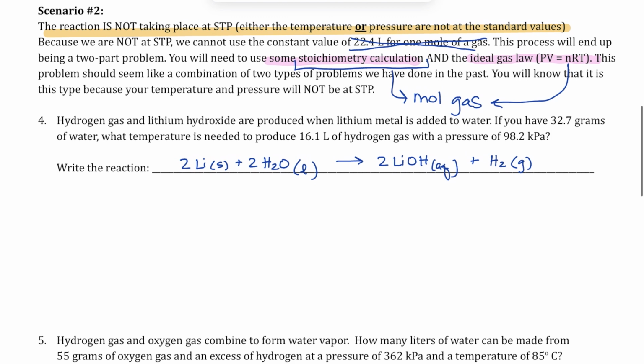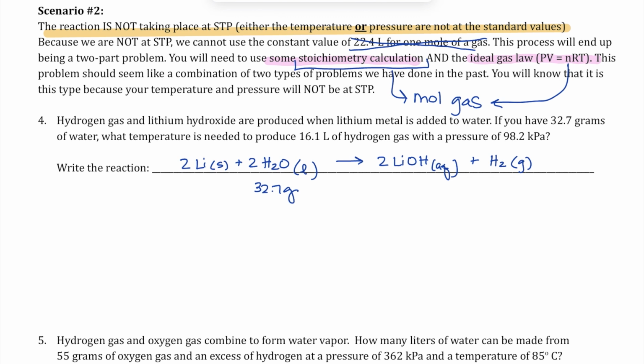Looking at number 4, I have the reaction for us. It is the same reaction that we saw in that first set of notes. Hydrogen gas and lithium hydroxide are produced when lithium metal is added to water. If you have 32.7 grams of water, what temperature is needed to produce 16.1 liters of hydrogen gas with a pressure of 98.2 kilopascals?